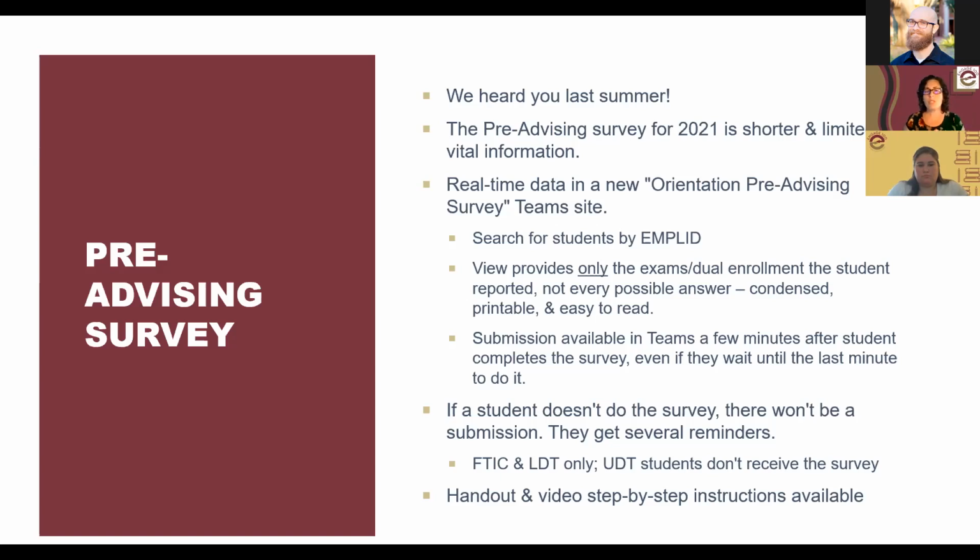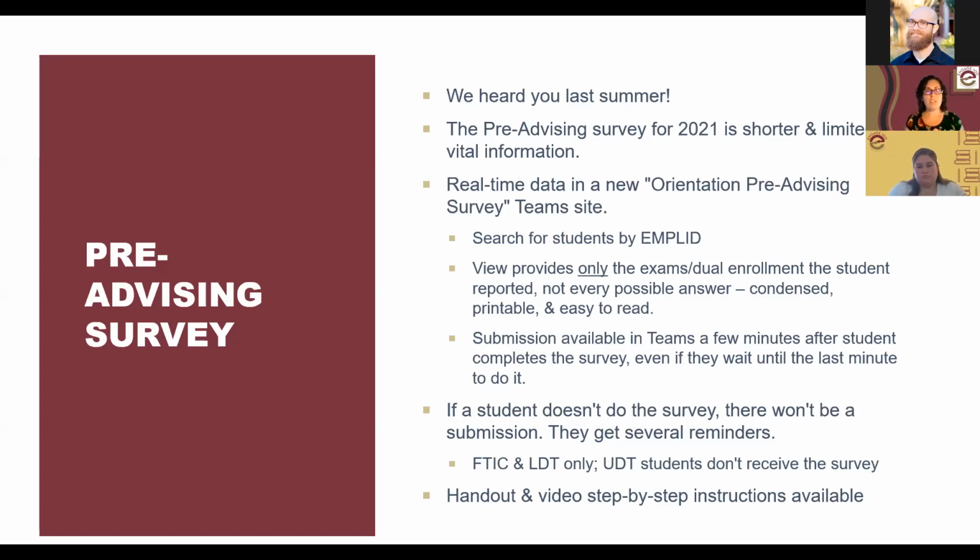Do you remember this is only sent to our FTIC and lower division transfer students? Upper division transfer students don't receive the survey. That is noted in the orientation slides that they receive, but every once in a while an upper division transfer student gets a little confused. They email us and say, I didn't get it. And we just say, it's okay, you're not going to receive it. But we do encourage them to have an unofficial transcript handy for their advising meeting. So it'll help a little bit.